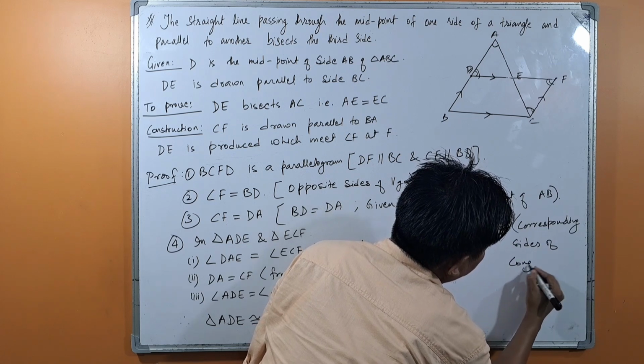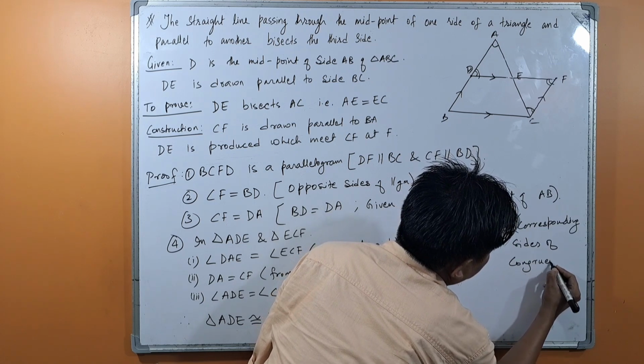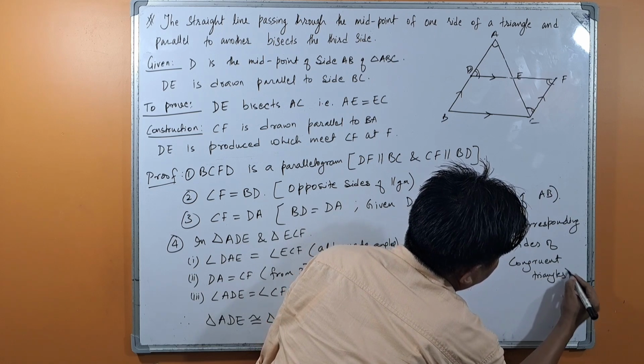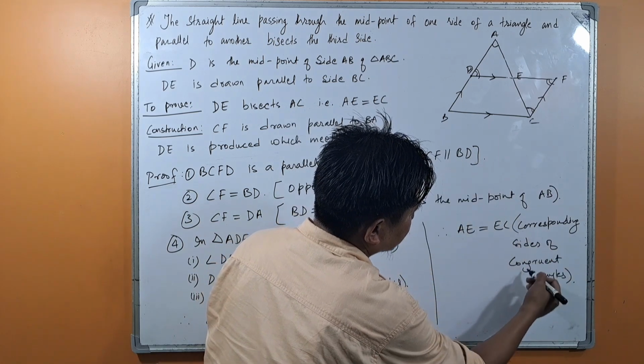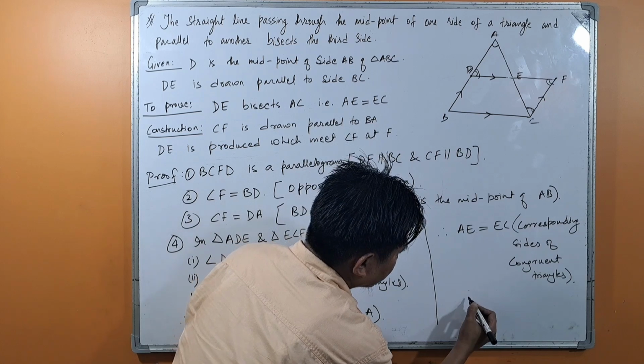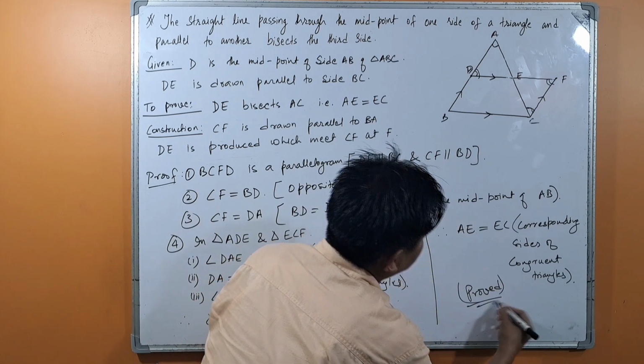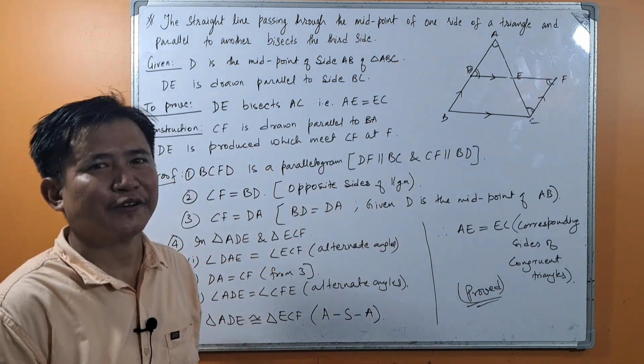congruent triangles. Okay, congruent triangles. Corresponding sides of congruent triangles will be equal. Therefore proved. So this is the converse of midpoint theorem. I hope you got this.